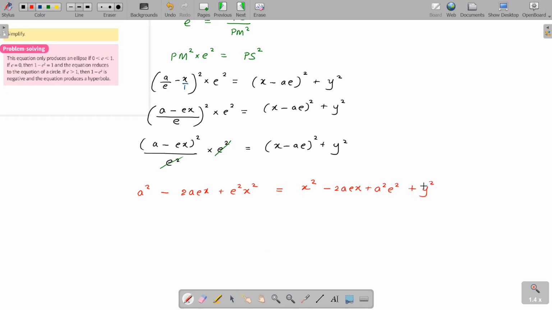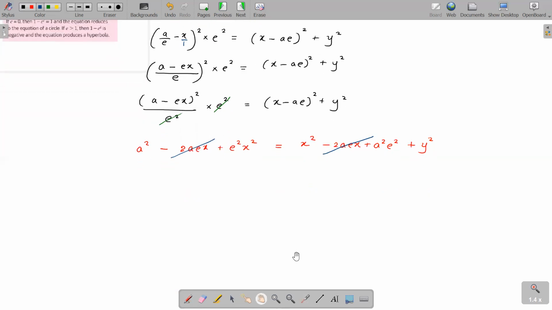Do you see? I open the bracket immediately, just squaring. I mean, a plus b whole thing square is a square plus 2ab plus b square. That's a simple rule. Or else you could write the bracket twice and open it. Okay, now I think we can see things that cancel off. Minus 2AEX, minus 2AEX on both sides. When I bring it here as a plus, it cancels out. You agree with me?